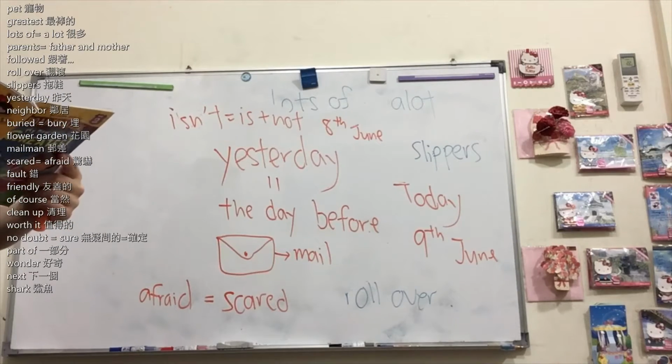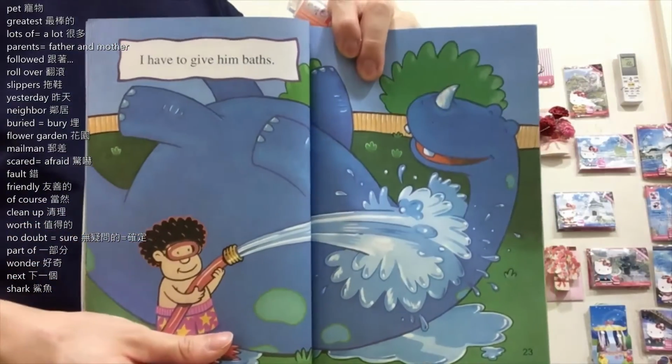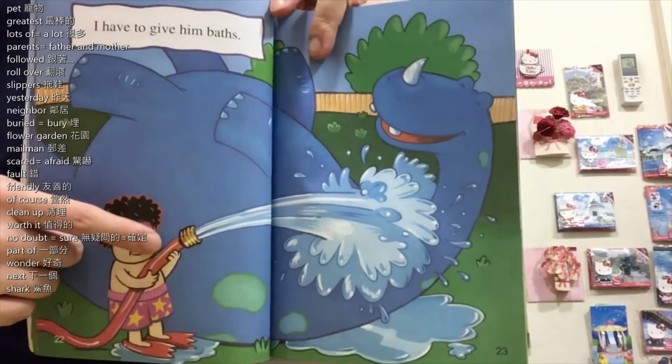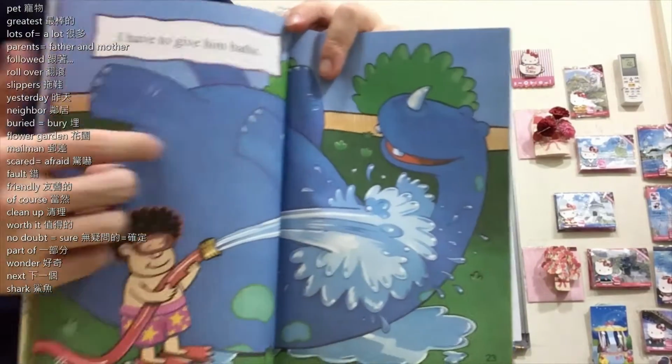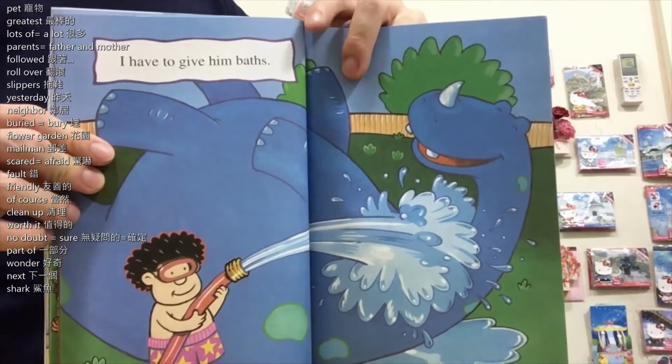I have to give him baths. Okay, so as you can see here, he's using the water hose to spray water at the dinosaur, right? So he is giving the dinosaur a bath, right?